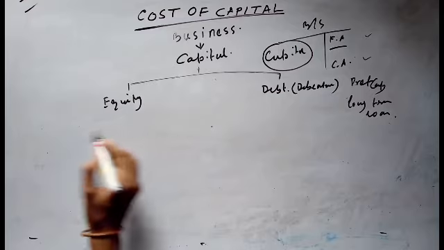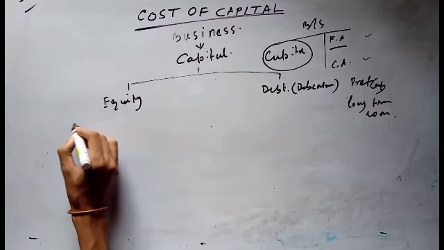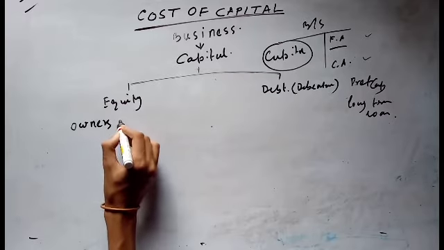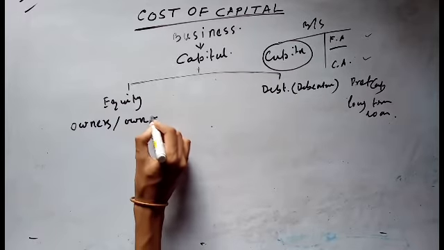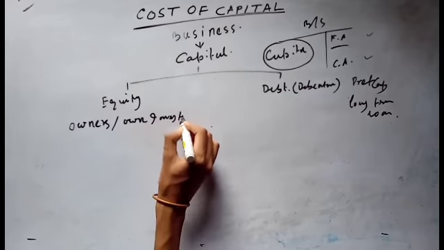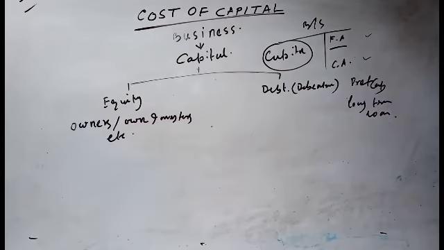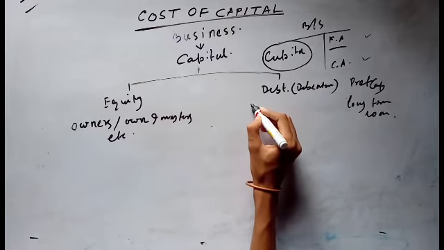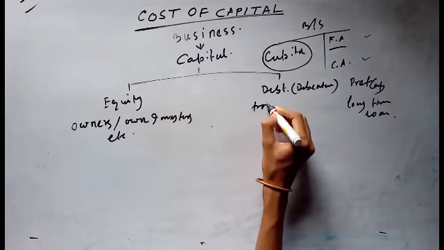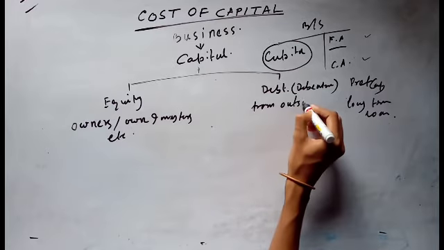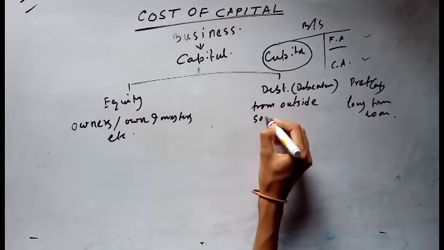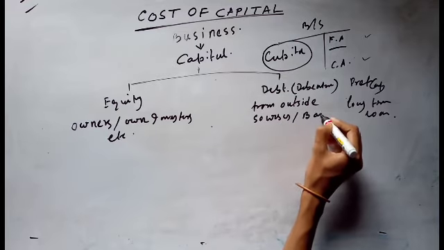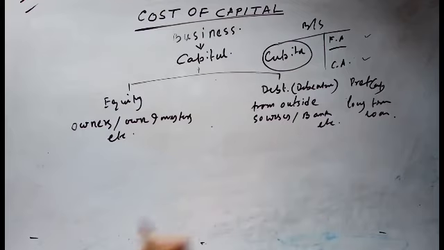Now how will we get this equity? We will get equity from owners, own investors, etc. How will we get debenture? From outside sources, from banks, etc.